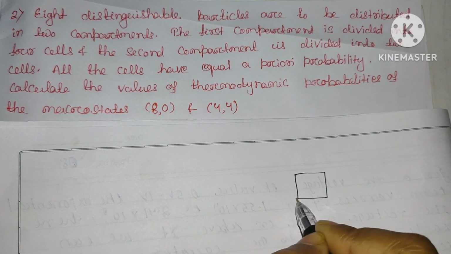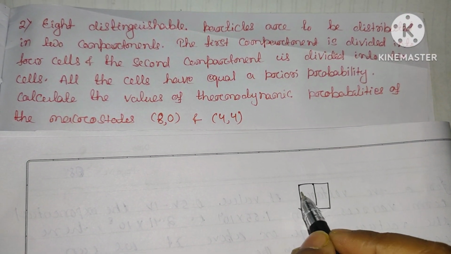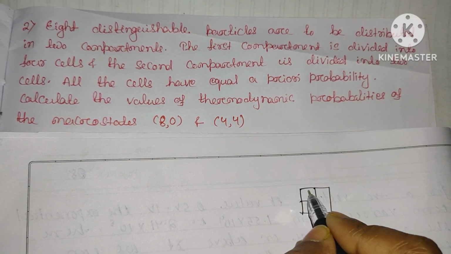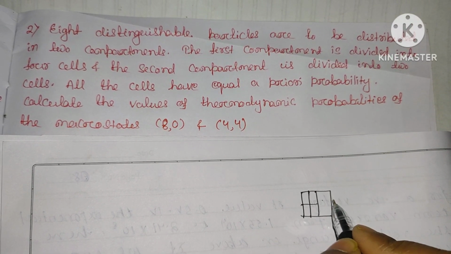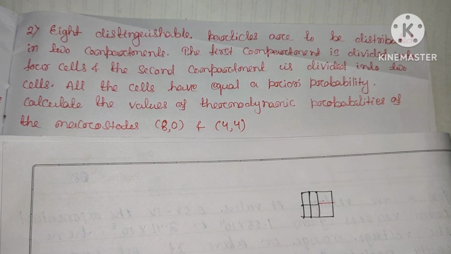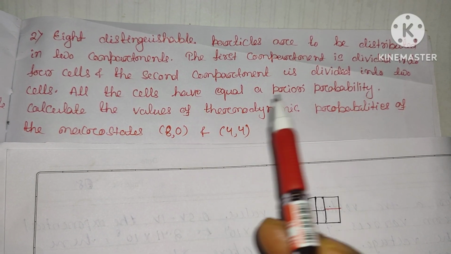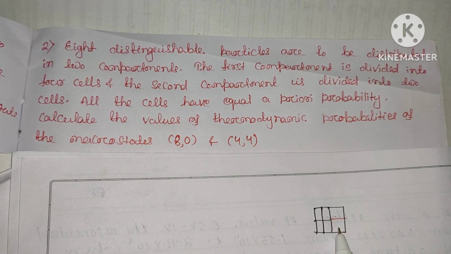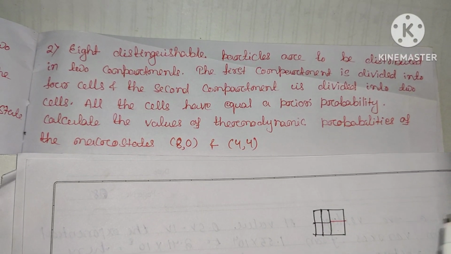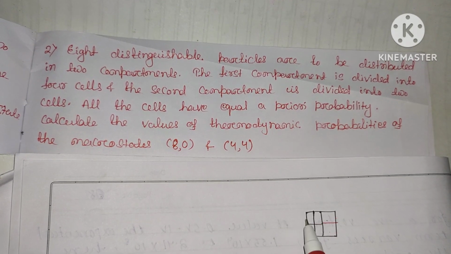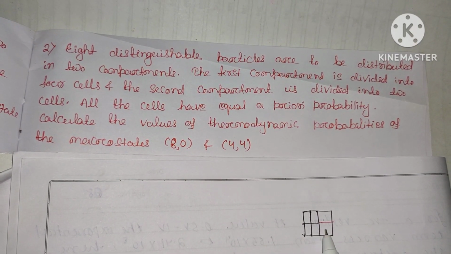So first of all, you see there are 2 compartments, the first and second. The first compartment is divided into 4 cells, so these are the 4 cells, and the second compartment is divided into 2 cells. And all the cells have equal a priori probability. It means that every cell, this 1, 2, 3, 4, 5 and 6, all these cells have equal a priori probability. Every particle can occupy any of the cells.